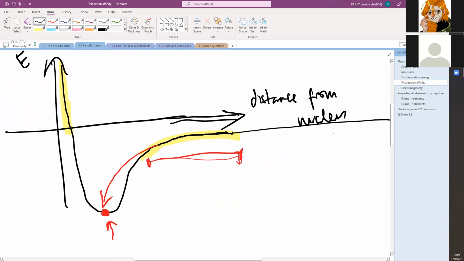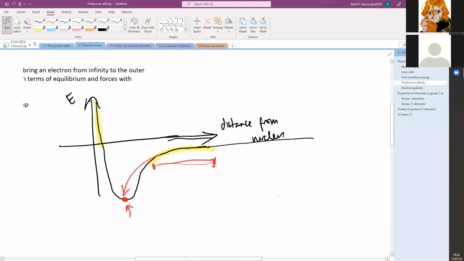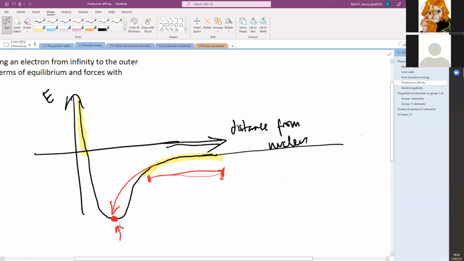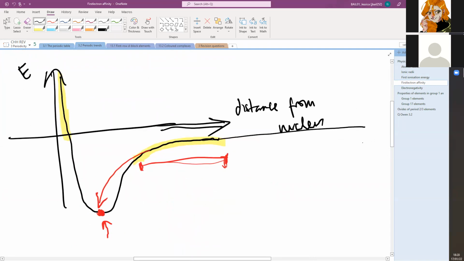That's a bit like asymptotic... it's asymptotic. And hence, if I'm bringing an electron all the way from infinity, so it's like an electron all the way out here, it would rather be in this divot here because it always wants to be where there's the lowest energy. It would rather be in this divot than all the way out here, which is why we say the electron affinity is usually exothermic.